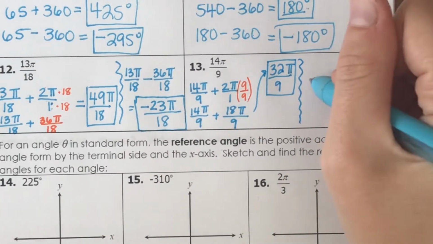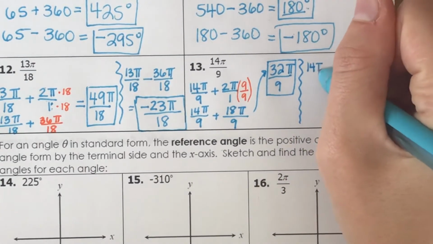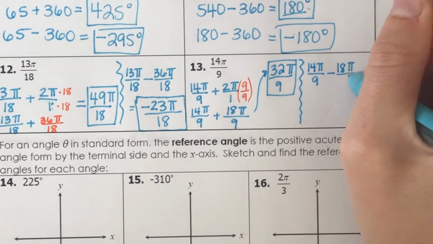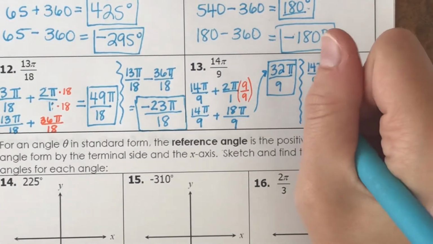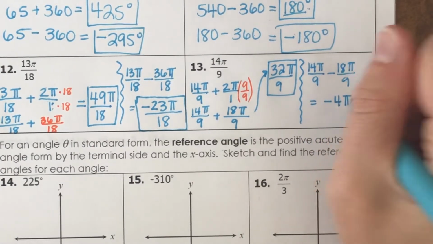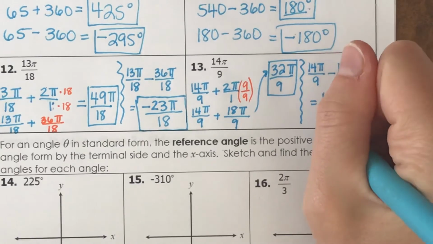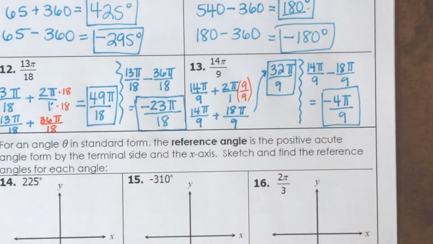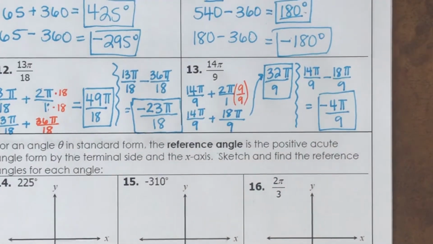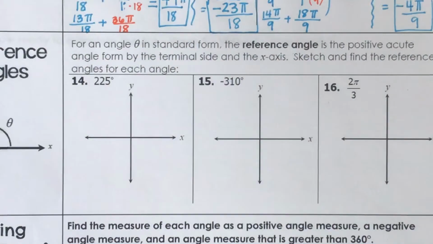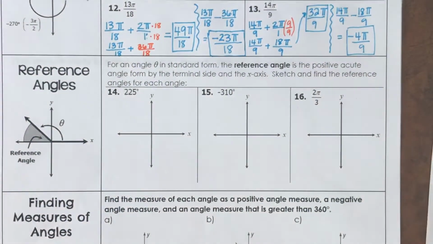And then to find my negative, I'm going to do 14 pi over 9 minus 18 pi over 9. And I end up getting for my negative a negative 4 pi over 9. Okay, and there we found our coterminal angles. All right, last section, then we're going to do a couple examples. Last section is reference angles.